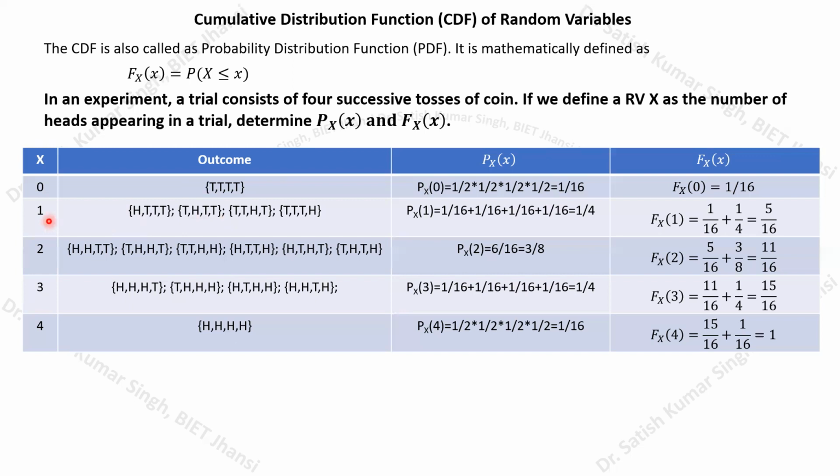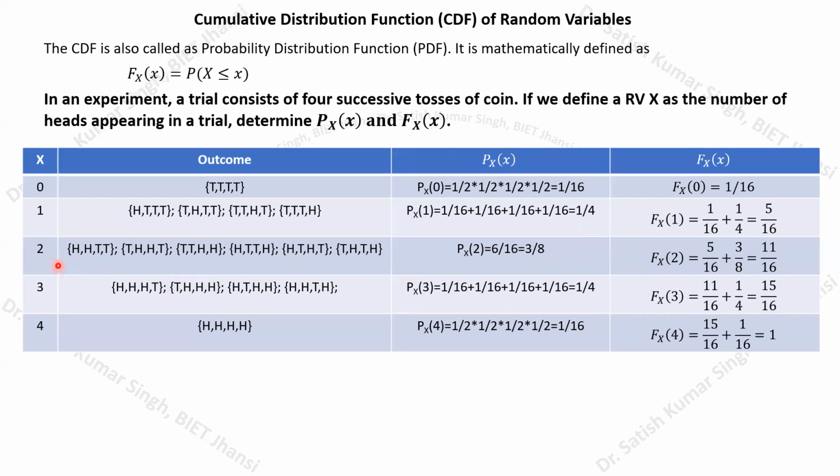Here, getting each such sequence has a joint probability, and because there are four such possible sequences, what I can have is 4 by 16. Either you can add 1 by 16 plus 1 by 16 plus 1 by 16 plus 1 by 16, or directly you can write 4 by 16. That will be equal to 1 by 4.